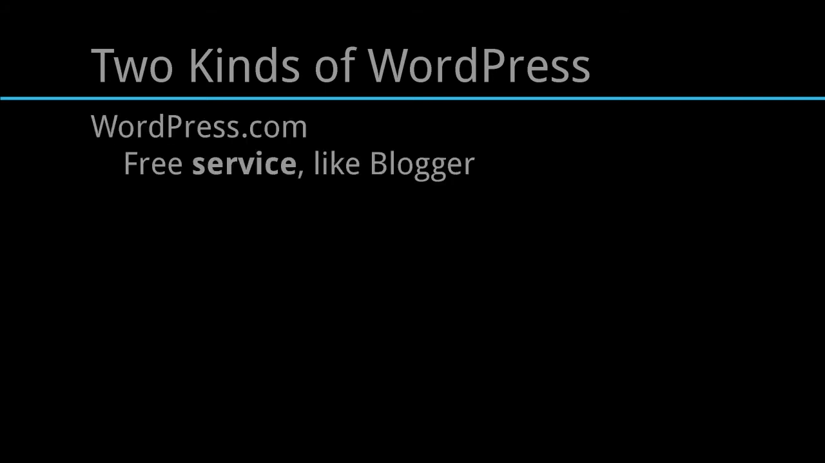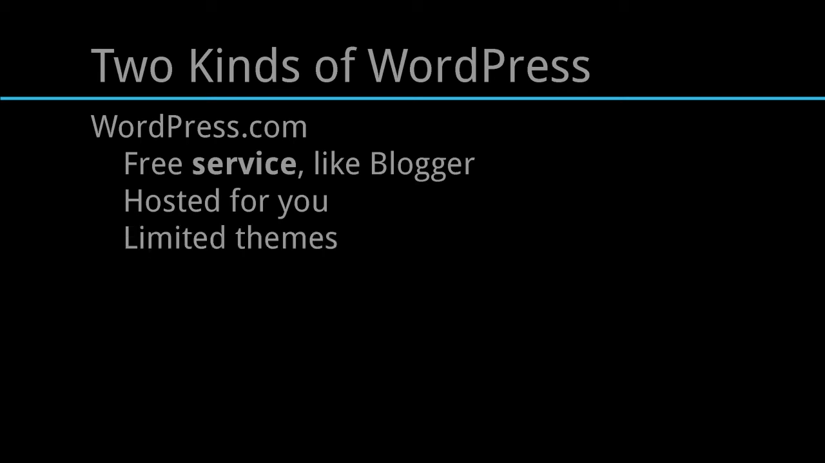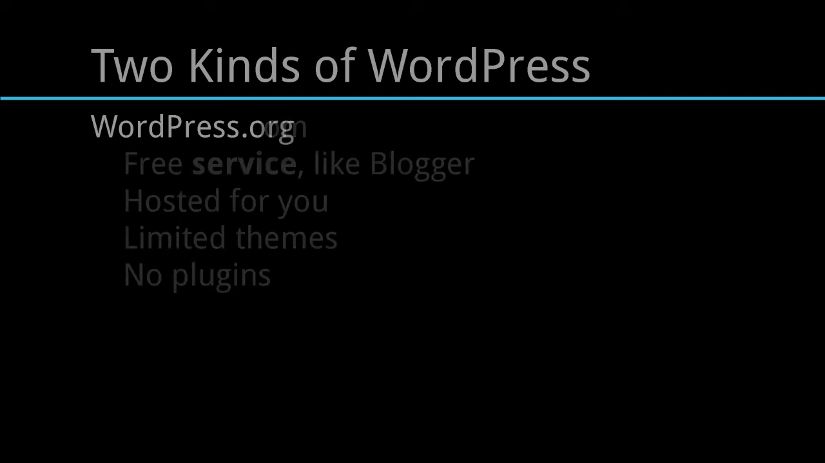However, there are two kinds of WordPress out there. I'll talk about WordPress.com first. WordPress.com is a free service, similar to Google's Blogger service. With WordPress.com, WordPress is hosted for you. However, you can only choose from a limited selection of themes, and can't use plugins to extend the functionality of WordPress. WordPress.org, on the other hand, offers the free WordPress software for download.